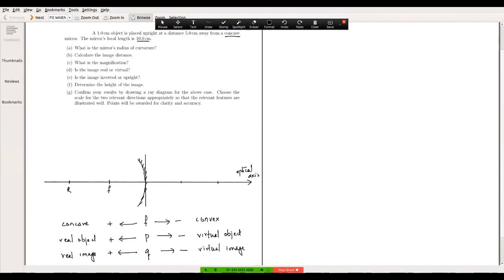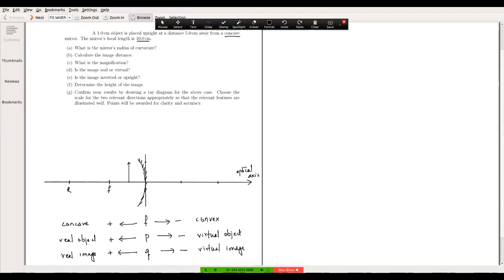Object is kept 5 centimeters away. If the focal length is 10, it's exactly half of that, which is 5. So that's somewhere here. And we have an object that's placed upright in front of the mirror, and that's our object. Its height is 1 centimeter, so that forms the scale of 1 centimeter for our purposes.